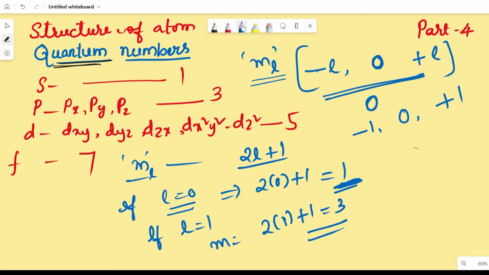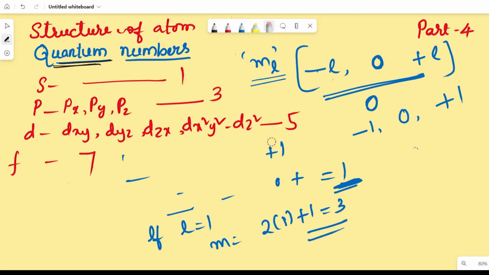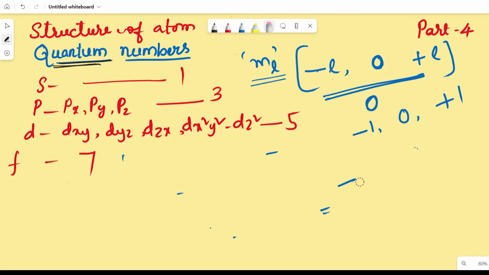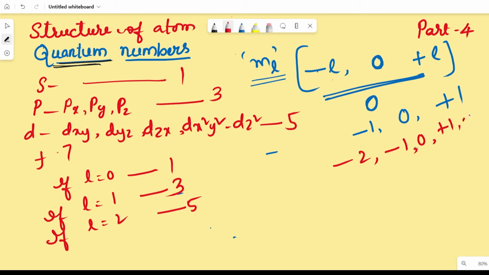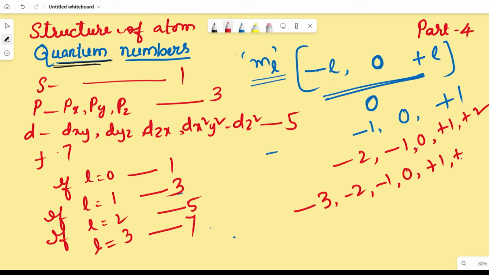One second, I will explain one more concept here. The f orbital contains 7 values. If l is equal to 0, there is only one value. If l is equal to 1, it contains 3 values. If l is equal to 2, it contains 5 values. What are those 5 values? Minus 2, minus 1, 0, plus 1, and plus 2. If l is equal to 3, it contains 7 values. What are those 7 values? Minus 3, minus 2, minus 1, 0, plus 1, plus 2, plus 3.